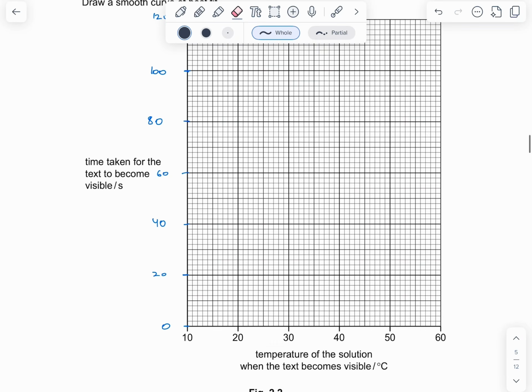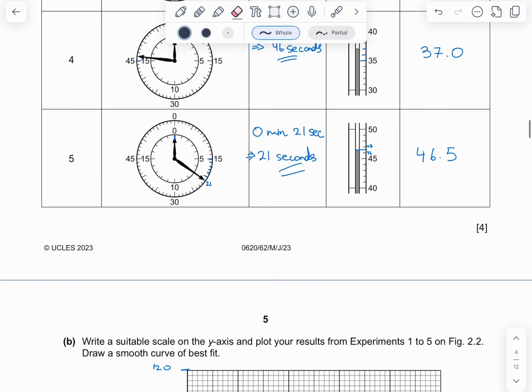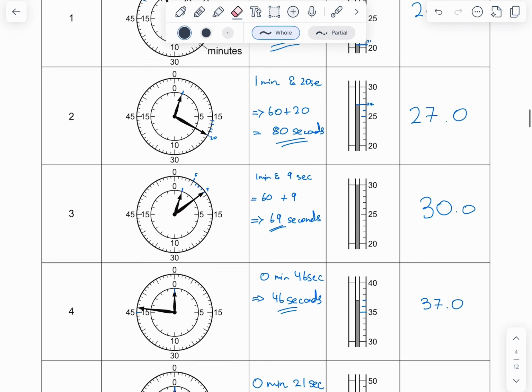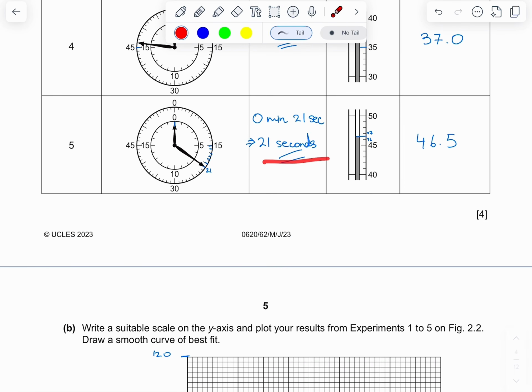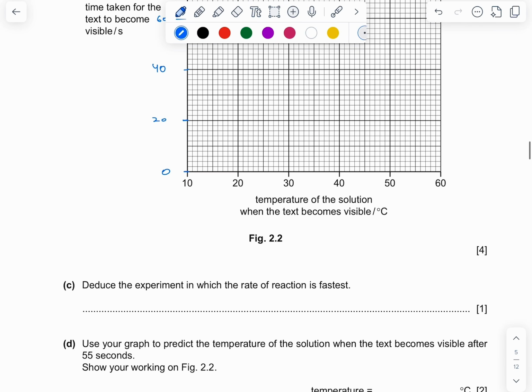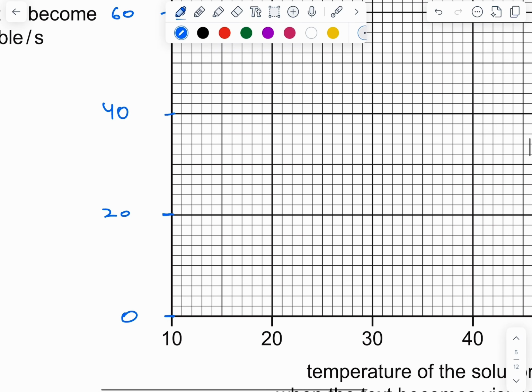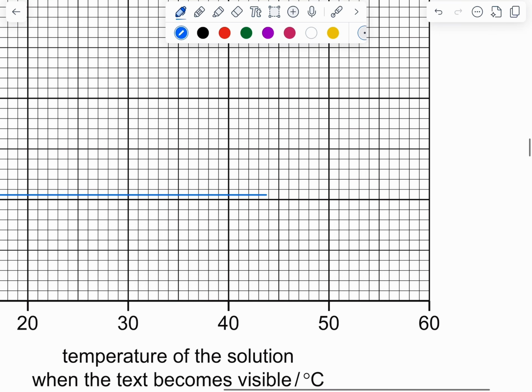Okay, now we have to plot this graph. For the smallest time, 21 seconds, the temperature is 46.5. So the smallest time is 21 seconds. This must be 30, so between 30 and 22, this should be 22. So 21 should be over here, and the temperature at 21 is 46.5. Let's keep taking it. So this should be 46 and this should be 46.5, right? Yeah, right here.